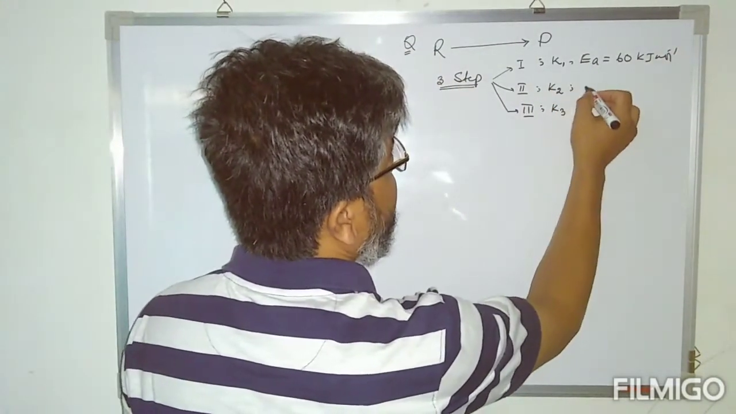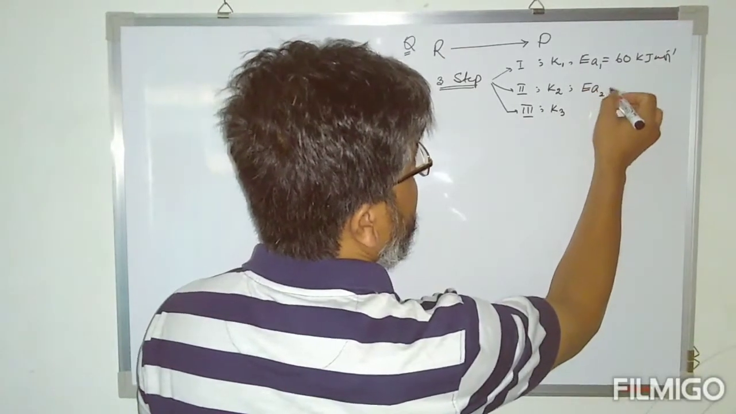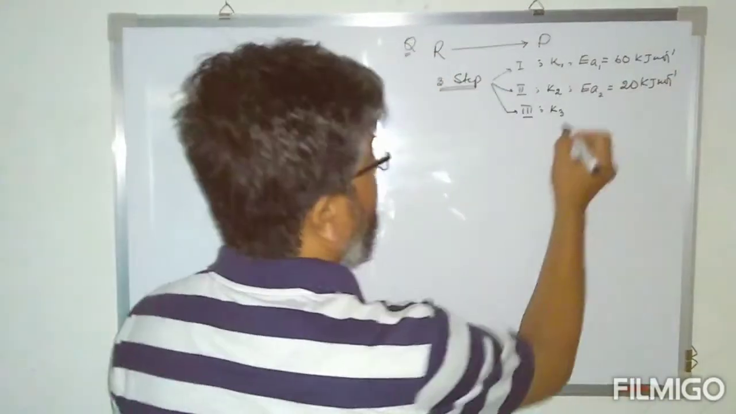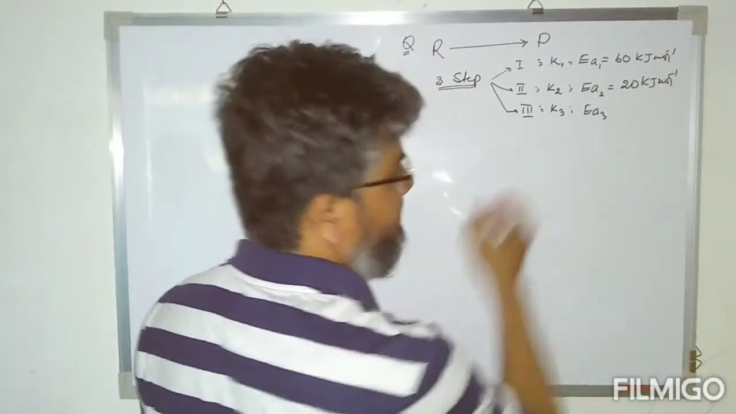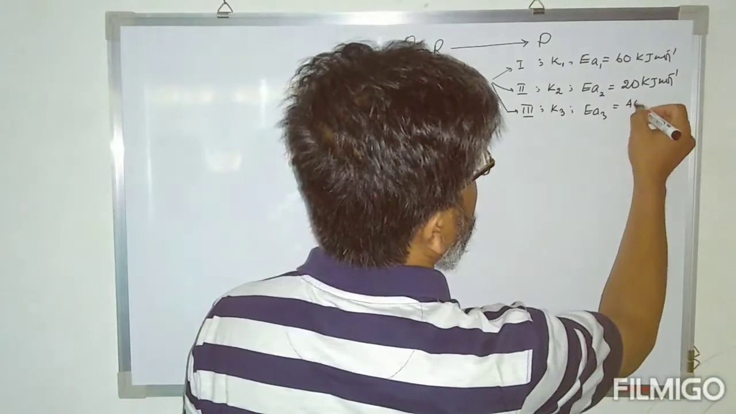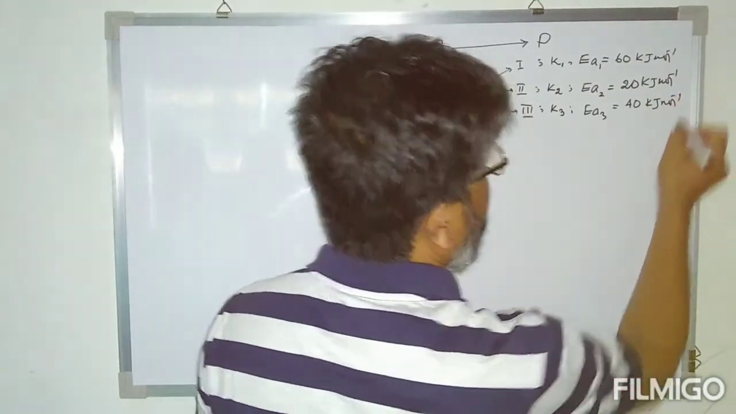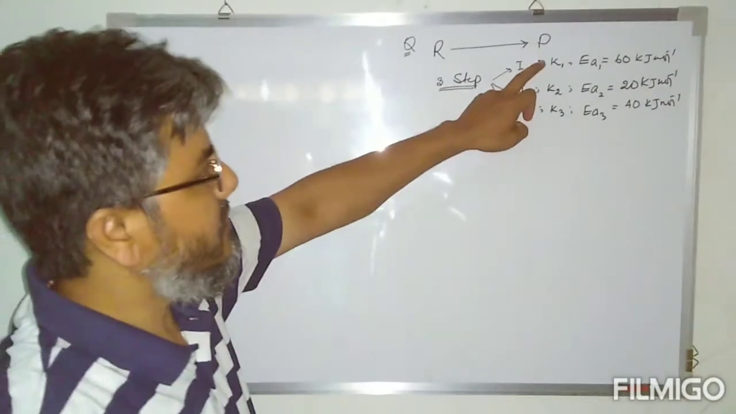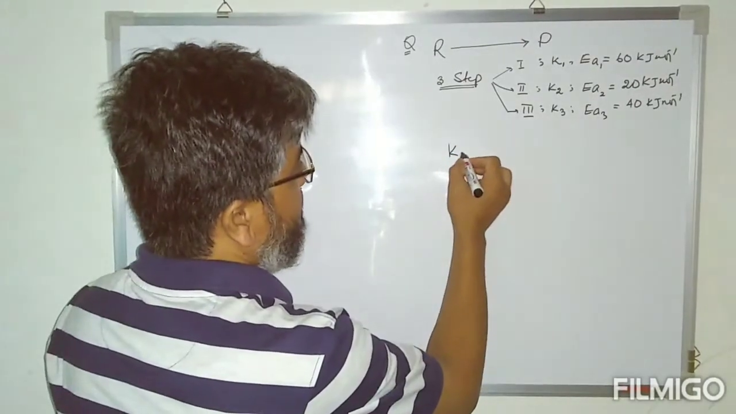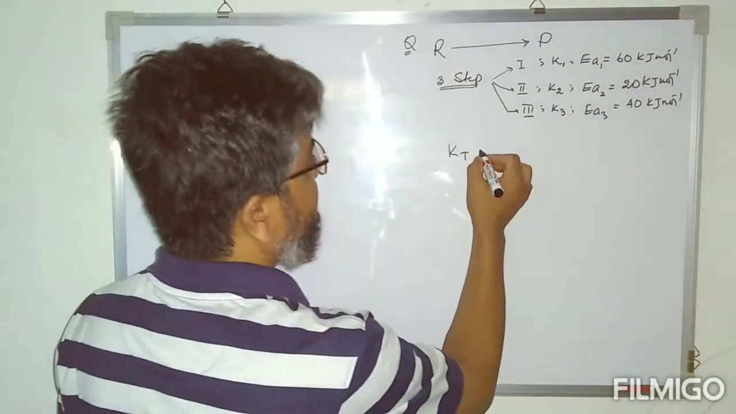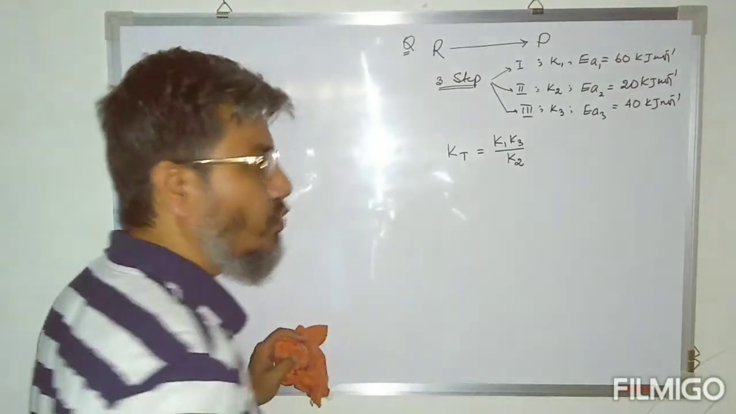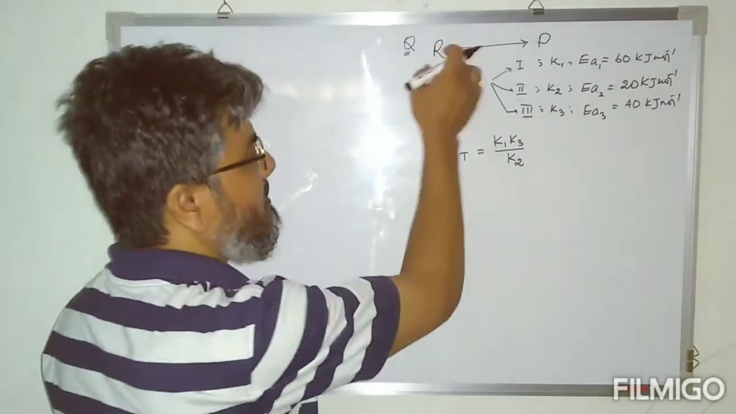For the second step, let's suppose this is EA2, 20 kilojoule per mole. And for the third step, let's suppose this is activation energy 3, and let it be 40 kilojoule per mole. So we have the rate constants K1, K2, K3 and their corresponding activation energies. Now the overall rate constant for this reaction is given as K1 K3 divided by K2.